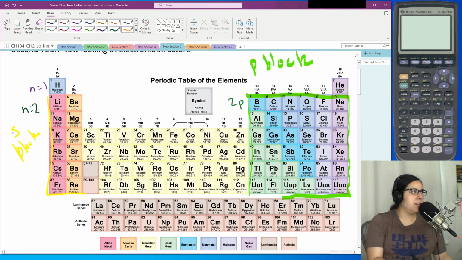So that's why we did neon. So neon is our last noble gas that we did. So you could also start with helium, but that doesn't save you much time. But neon starts to save us time.